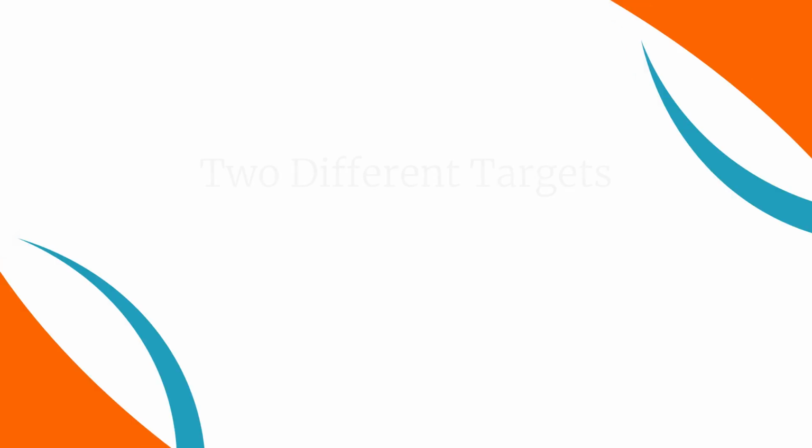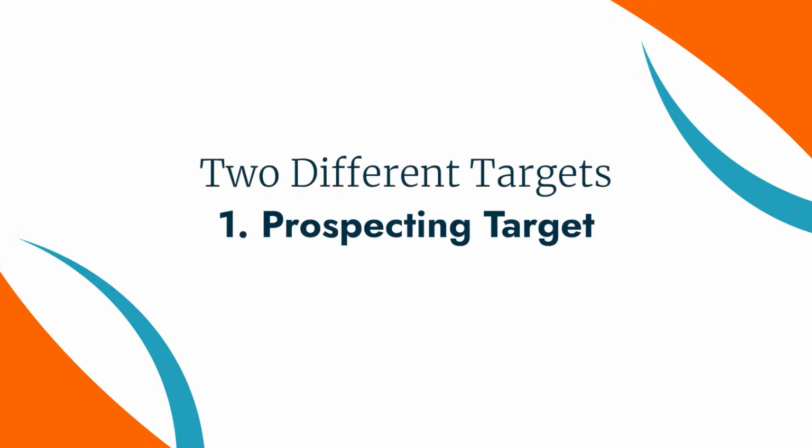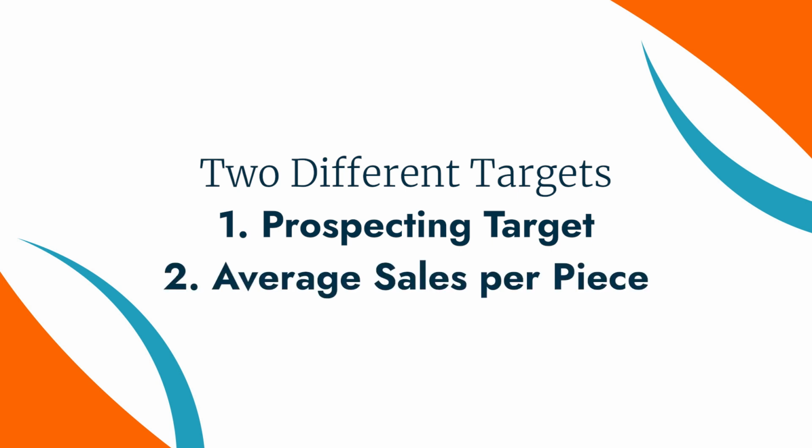So anytime you're going to do a direct mail program, you always want to start out with the targeted sales per piece. And there's two different targets. One is for prospecting. And then as a brand, you typically understand what your average sales per piece is for any given customer. So let's walk through this customer acquisition example and really how to solve for growth.